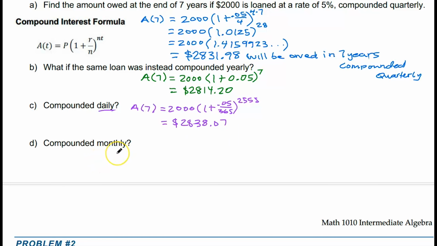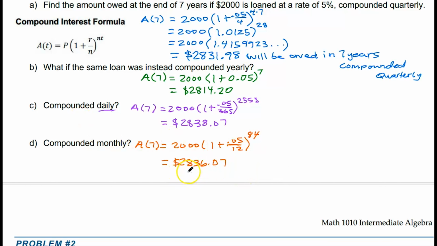Our n for that this time is 12 because there's 12 months in a year. So putting those numbers in, this is what we get. Again, just our n is changing. So we're dividing the 0.05 by 12, and in our exponent we have 12 times 7. So let's replace that 12 times 7. 12 times 7 is 84. Now go ahead and do this again. 0.05 divided by 12, add 1 to it, raise that to the 84th power, and then multiply it by 2,000.